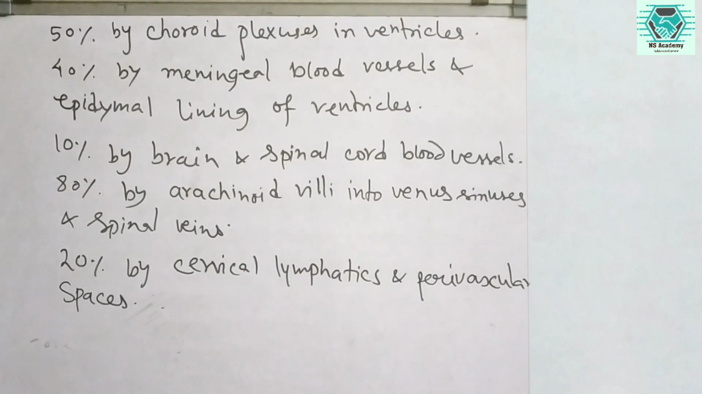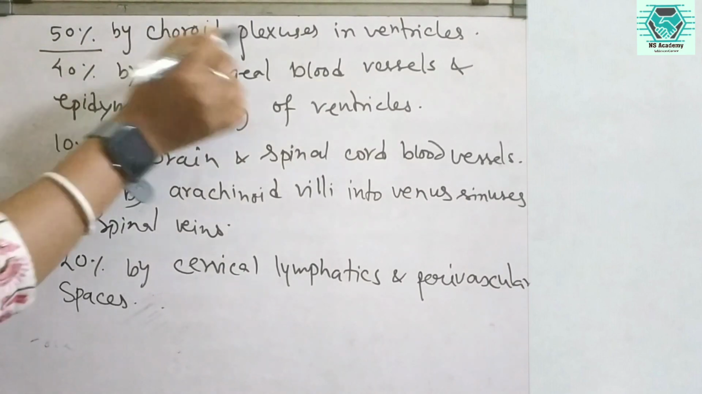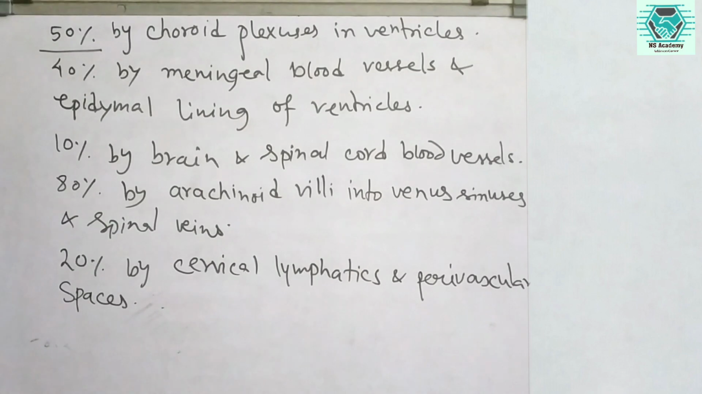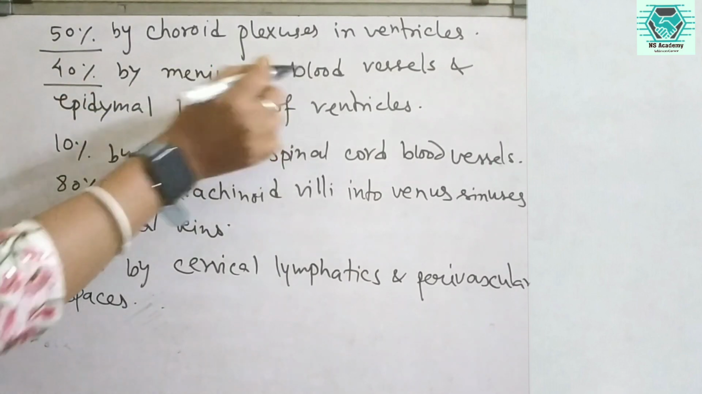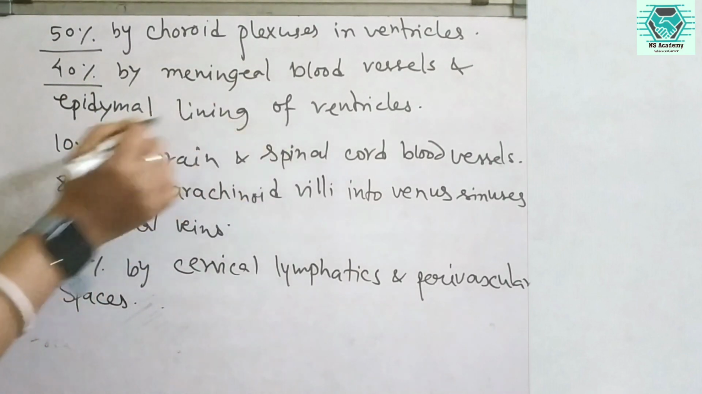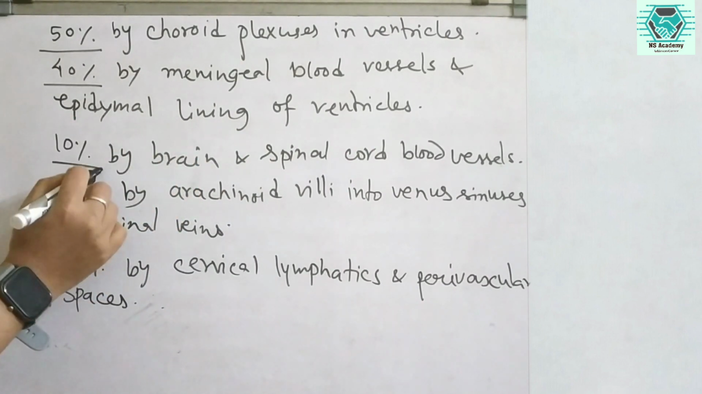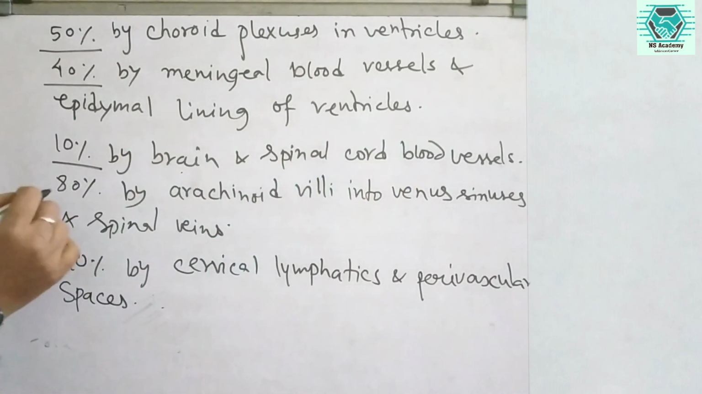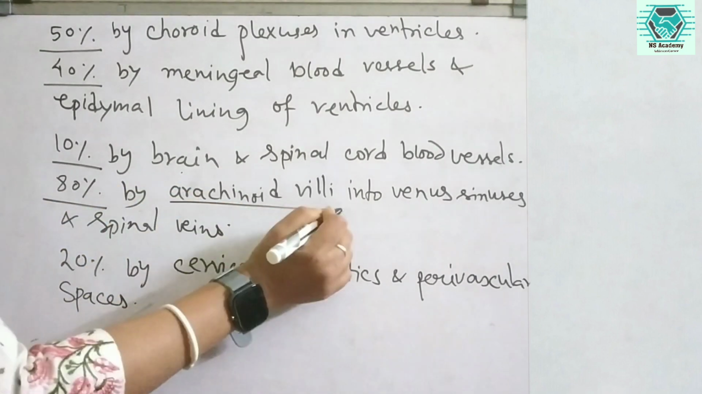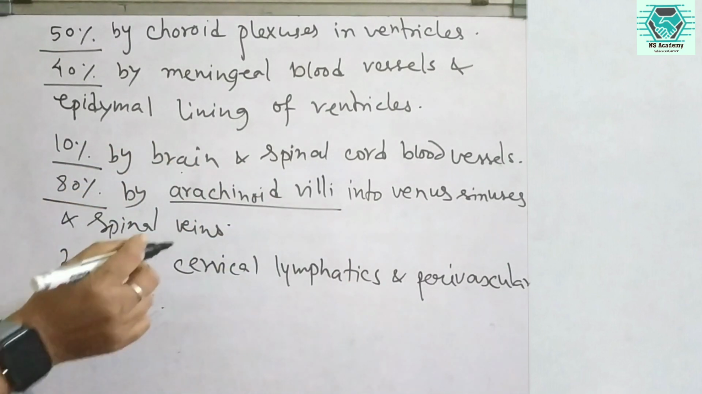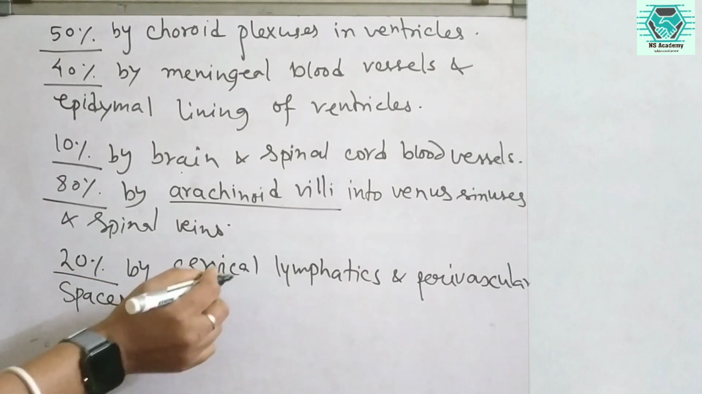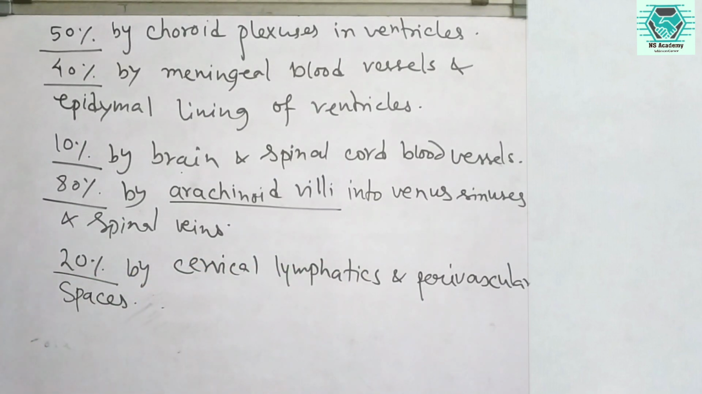So these are the ways. So 50% by the choroid plexus, which I have already discussed. This 40% by meningeal blood vessels and the ependymal linings. 10% by the brain and spinal cord blood vessels. 50% by arachnoid villi. And 20% by the cervical lymphatics and perivascular spaces. So this is the way how the CSF is secreted, and the sites of secretion are different.